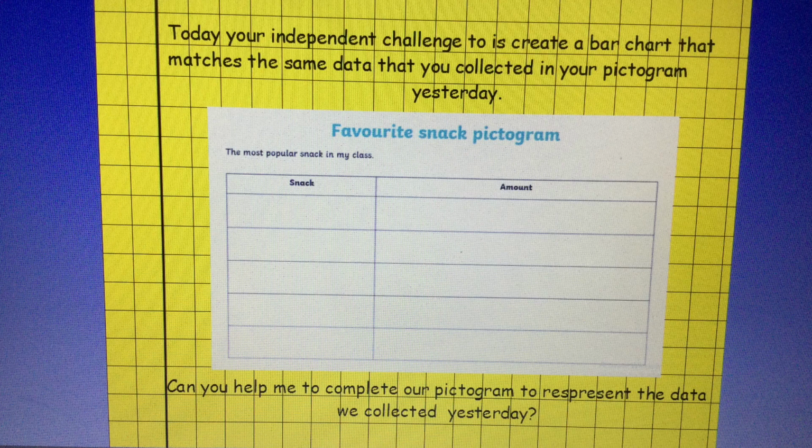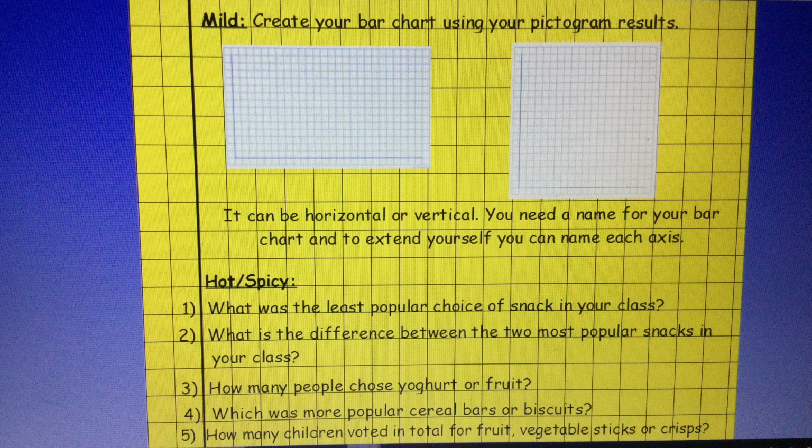On your daily email, there will be an attachment of a bar chart that you can use if you would like to. There is a horizontal version and a vertical version. If you don't have a printer or you'd like to draw your own, you are more than welcome to. You need to make sure you have a name for your bar chart, and to extend yourself you can name each axis. It might be types of snack and amount of children, as an example.